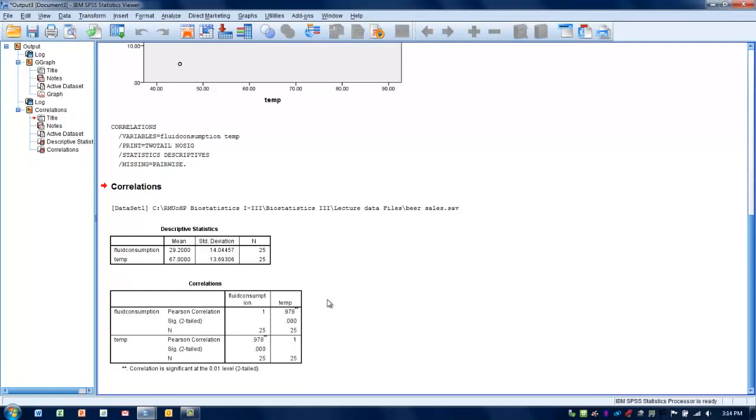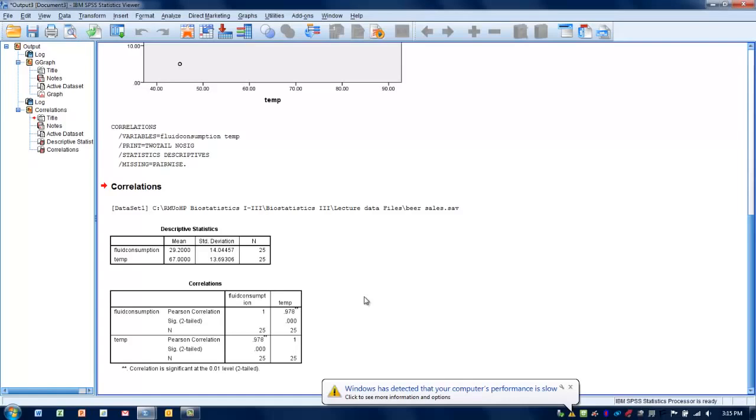And as we know, the closer the R value gets to 1, either positive or negative, then that indicates a very strong relationship. And as you can see, this is a very strong relationship, very close to the value of 1.0. We can also look at the p-value. That is quite a bit less than 0.05. And so we'd be able to reject the null hypothesis and say that there is a consistent relationship between these two variables, and that temperature seems to explain a significant amount of variance in fluid consumption.